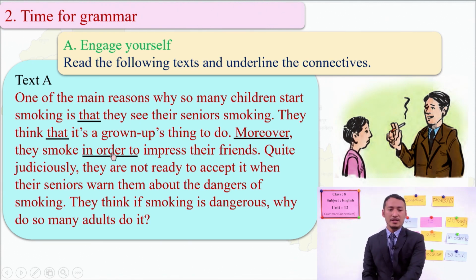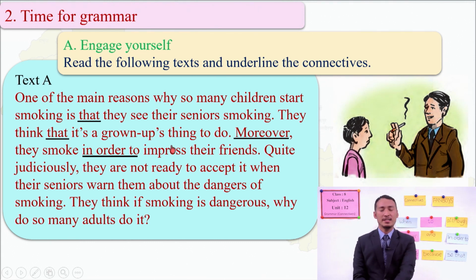Here we have another one, in order to impress their friends. Look at this sentence: They smoke in order to impress their friends. We have sentences connected here. What are those sentences? The first sentence is they smoke. Another one is they impress their friends. So it is connected here.